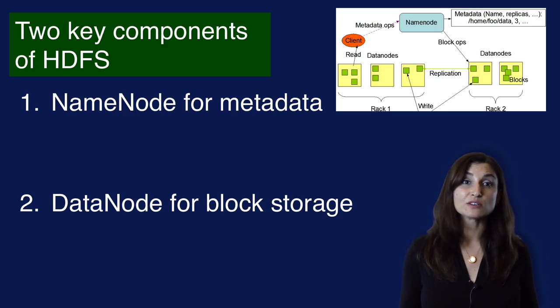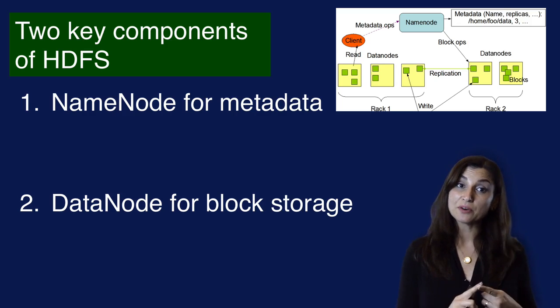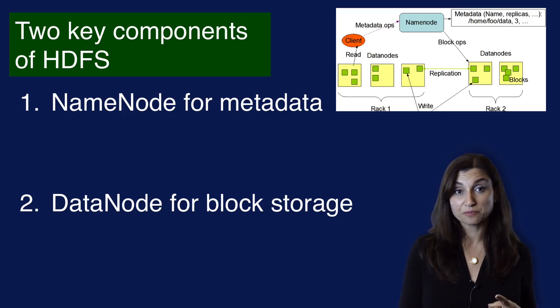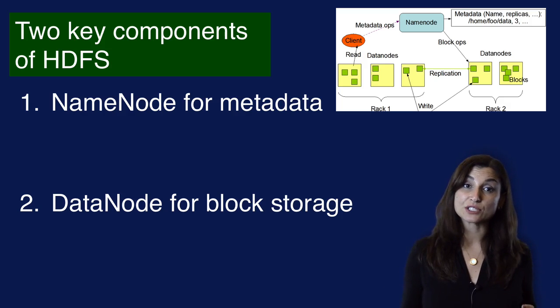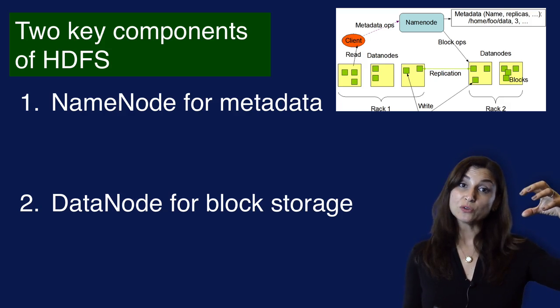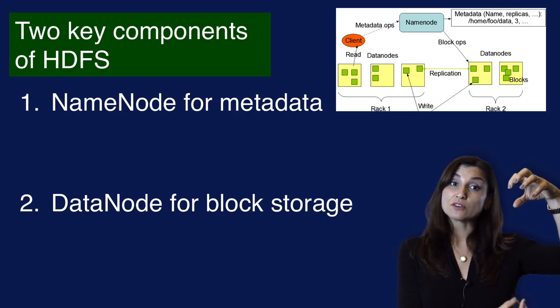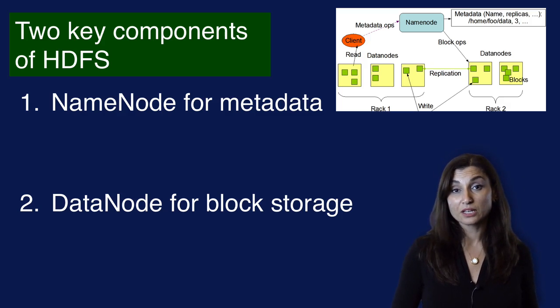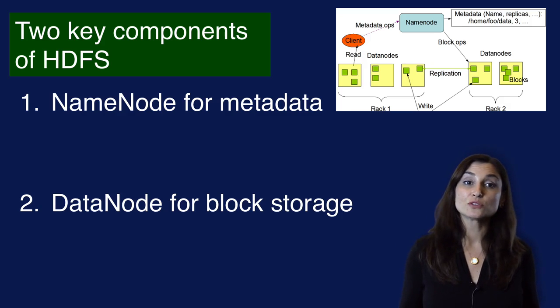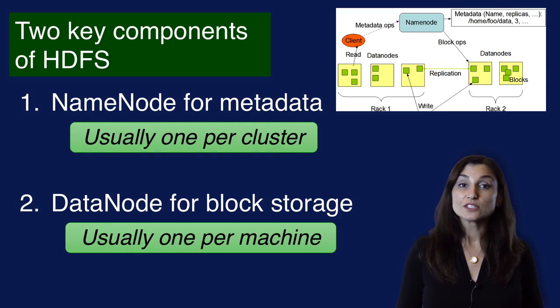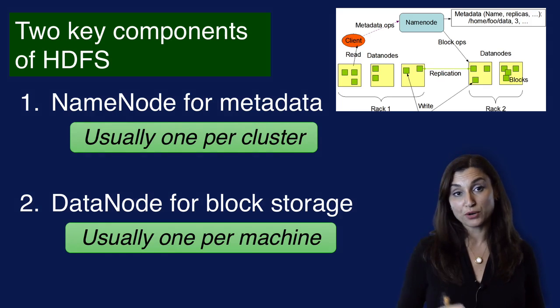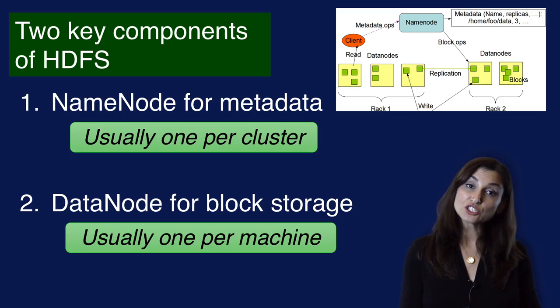HDFS is comprised of 2 components, name node and data node. These operate using a master-slave relationship where the name node issues commands to data nodes across the cluster. The name node is responsible for metadata, and data nodes provide block storage. There is usually 1 name node per cluster. A data node, however, runs on each node in the cluster.